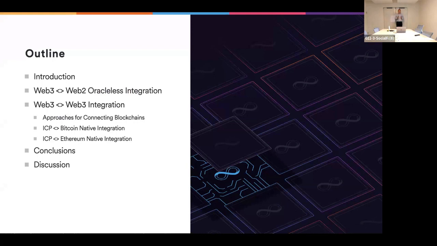So the outline is that I'll give a brief introduction and then, actually in reverse order, I will start with the warm-up session of the oracleless integration with Web 2 and then talk about Web 3 with Web 3 integration. And there I'll first talk about different approaches to integrating, and then the ICP Bitcoin and ICP Ethereum integration to sketch it briefly, and then conclude, and we can have the discussion of 10 to 15 minutes in the end. So let's start with the introduction.